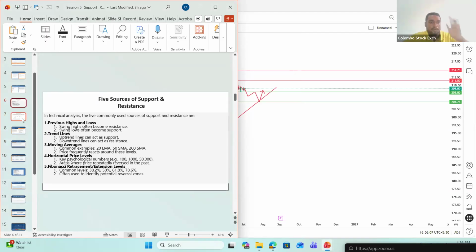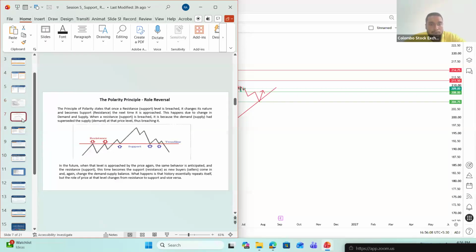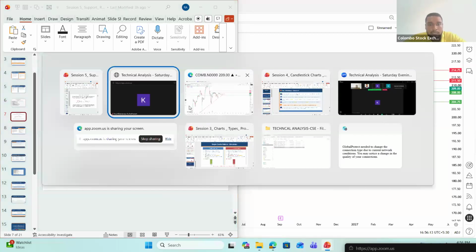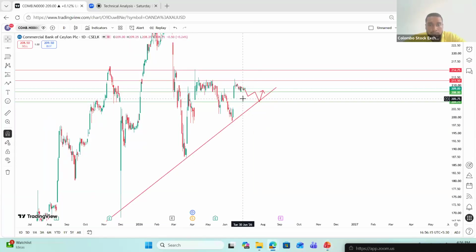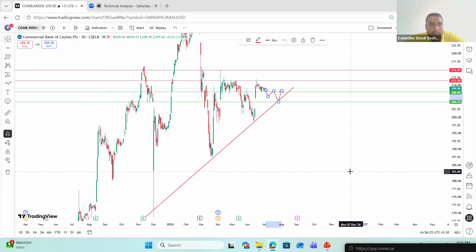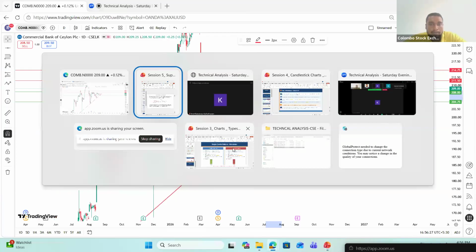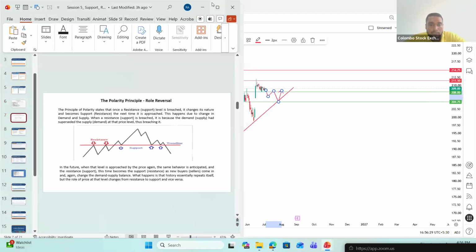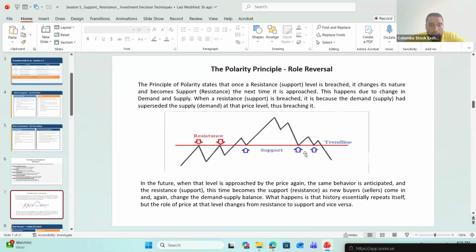what is this role reversal? Role reversal, even if you don't know the word, you know what that role reversal means. It basically means when the support line is broken here, then it becomes a resistance when the price approaches next time, right? Like that, that can change because these are key levels.